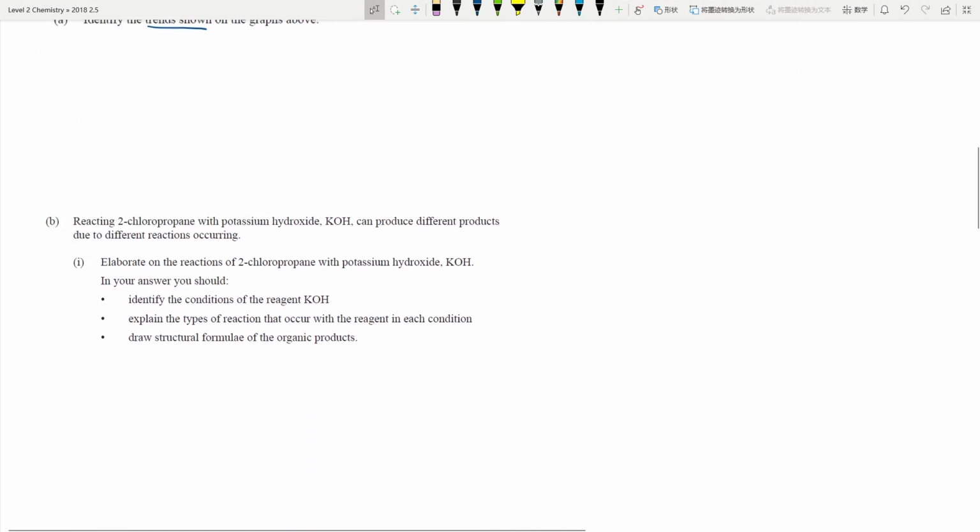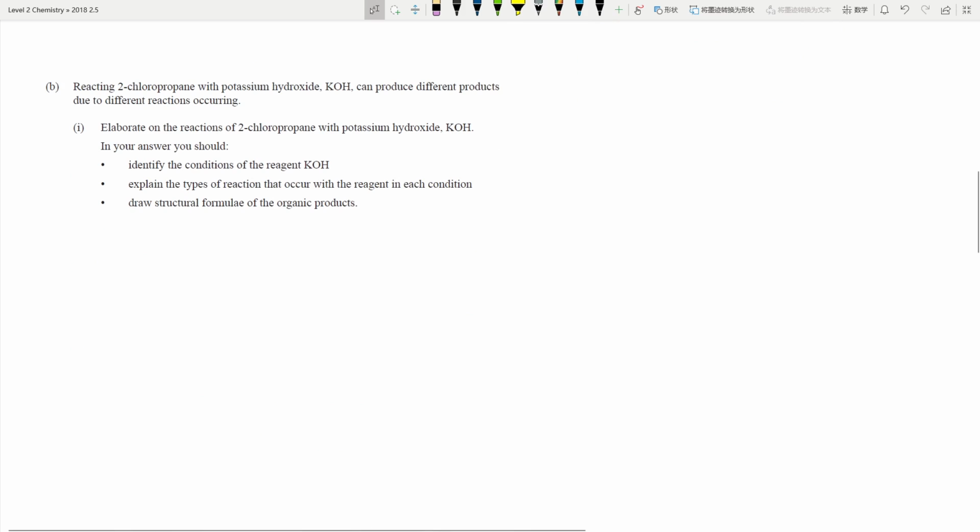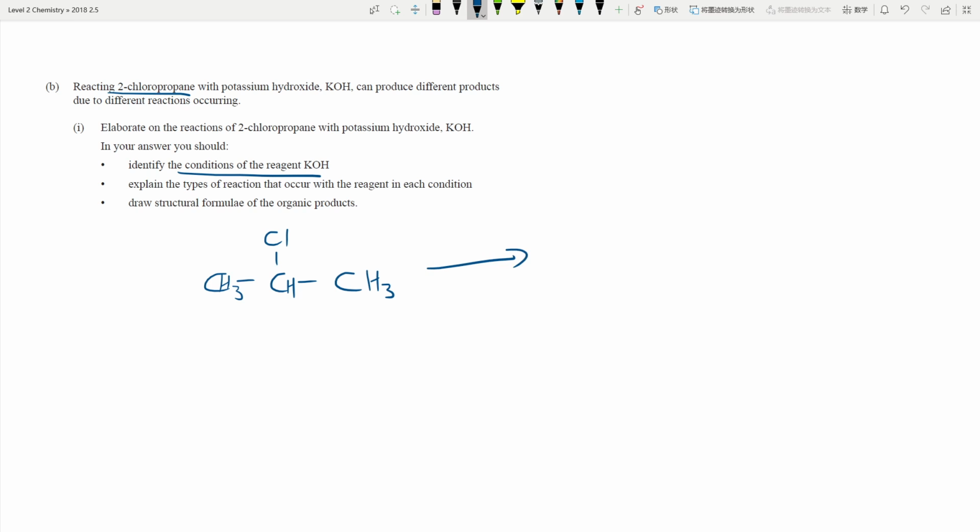I think this is where the bulk of the question comes in. Reacting with potassium hydroxide can produce 2. Okay, so this is a major and minor product. So you've got 2-chloropropane, which is this. Now, you identify the conditions. So KOH, you can do 2 things. You can react with KOH aqueous, and then you can react with KOH alcohol.